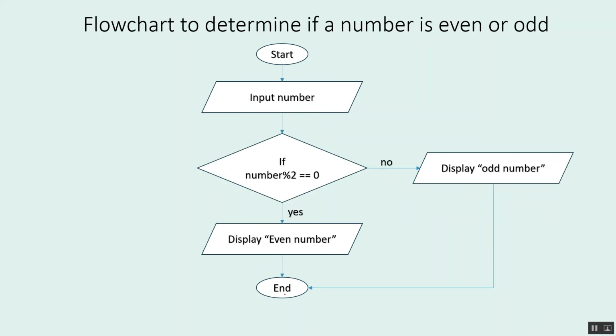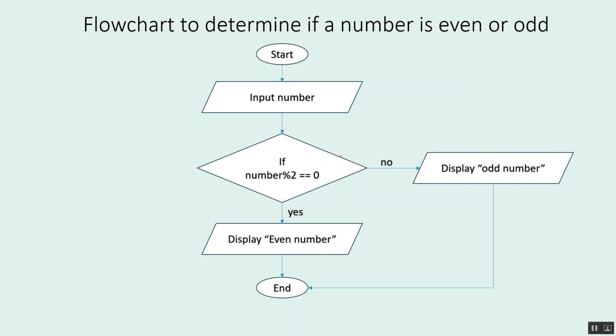Next, a flowchart to determine if a number is even or odd. Here we have again an oval for the start of the flowchart. After the start, we will ask the user to input a number. We're not going to explicitly put the number that was entered here, so we just put "input number". Let the user think of a number. Now let's say I wanted the number to be equal to 5. After this, we will go to the diamond.